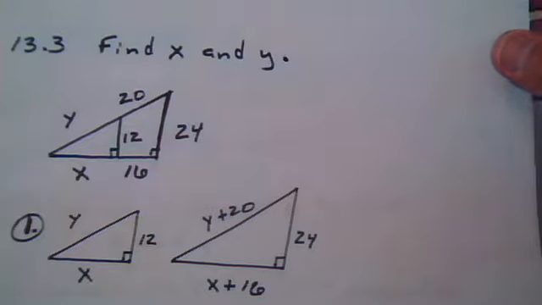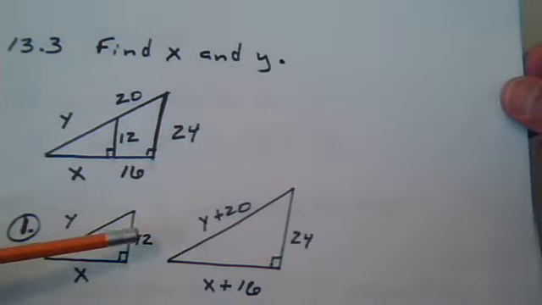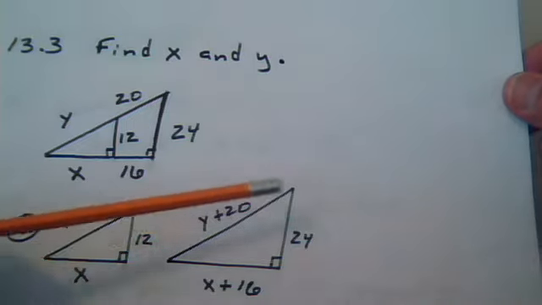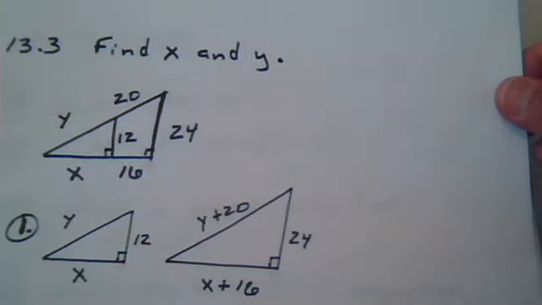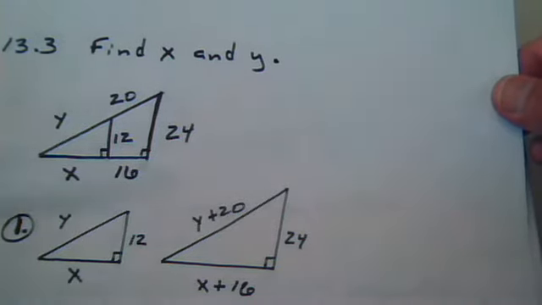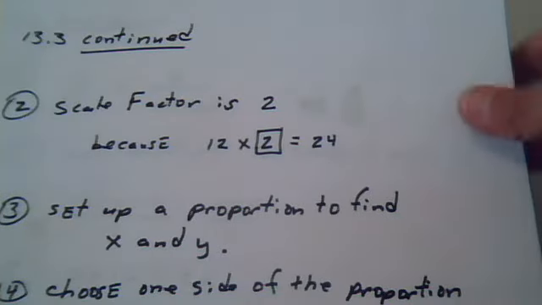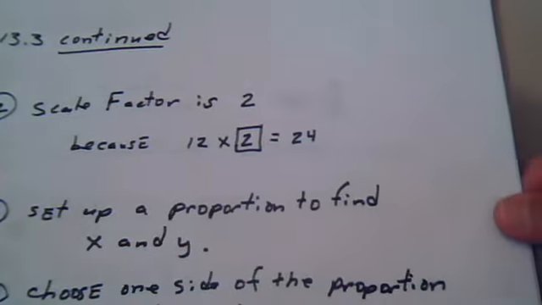Now to find the x and the y, you set up a proportion. The way that 12 compares to 24 should equal the way that y compares to y plus 20. And the way that 12 compares to 24 is the same way that this x compares to x plus 16. So we set up a proportion.